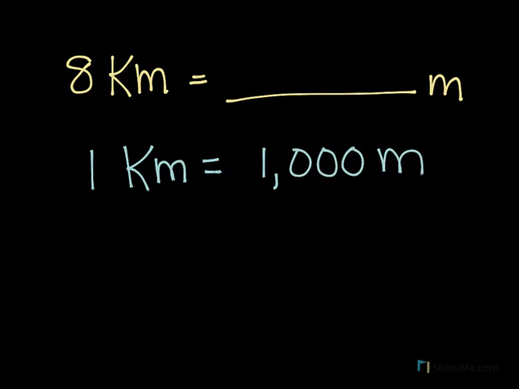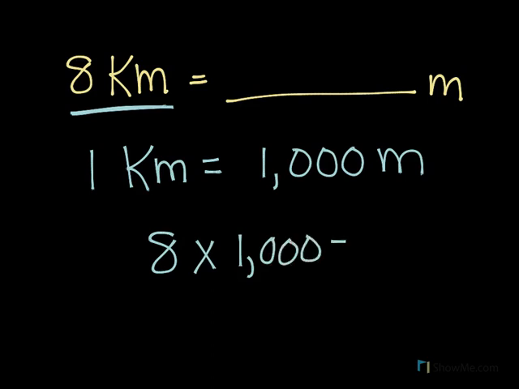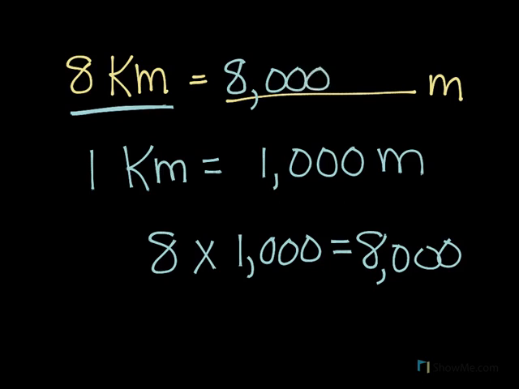1,000 meters. So if I have 8 kilometers, I'm going to multiply. 8 kilometers, and each kilometer is 1,000 meters. 8 times 1,000 is 8,000. So 8 kilometers would be 8,000 meters.